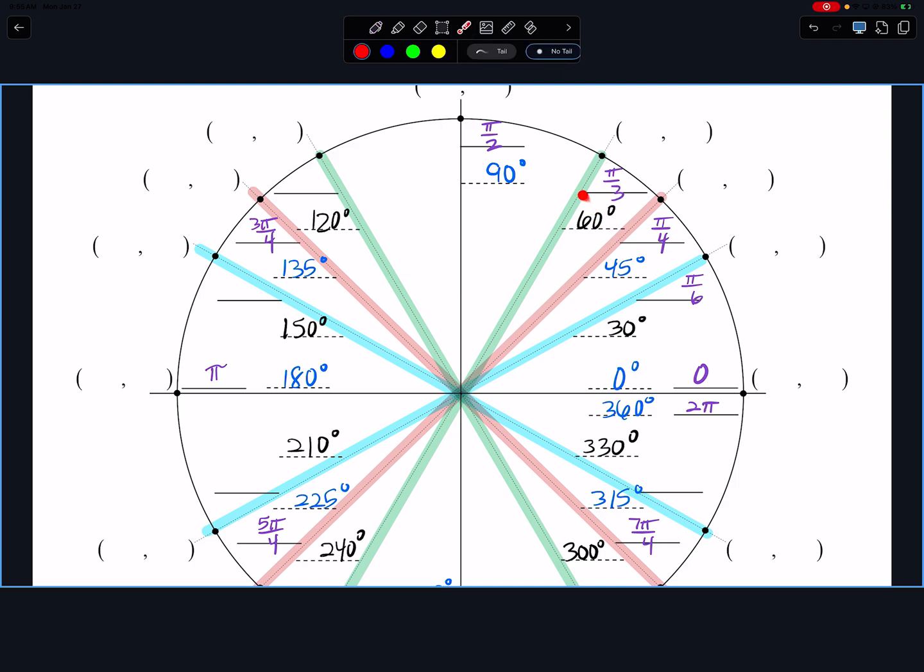If I go another 30 degrees, that'd be 3 pi over 6, but we already have that. If I go another 30 degrees, that's 4 pi over 6. What's 4/6 the same as? 2/3. So this is 2 pi over 3. So this was 4. If I go another pi over 6, that'd be 5 pi over 6.